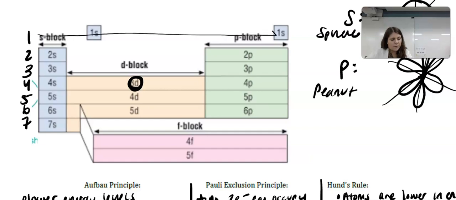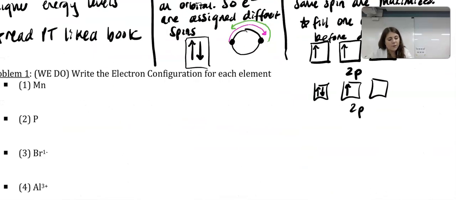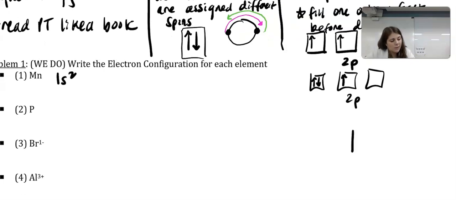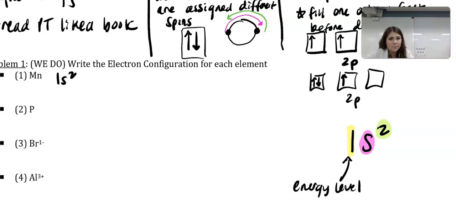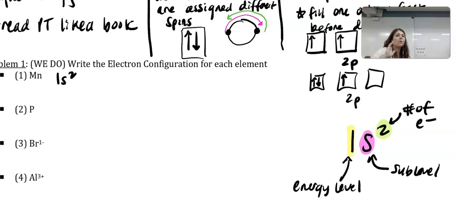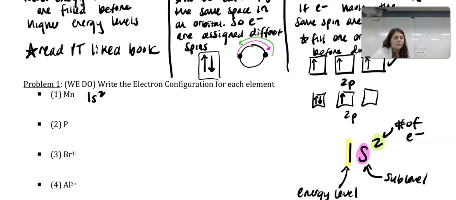We're going to first start this way, and I would say that the first row is complete as 1s2. I do want to note, I realize I should probably show this. The number that is in front of the letter indicates the energy level, so what row it's in. The letter represents the sublevel or the subshell, and the superscript is the number of electrons. Remember, our S can hold up to 2, our P can hold up to 6, the D can hold up to 10, and the F is 14.